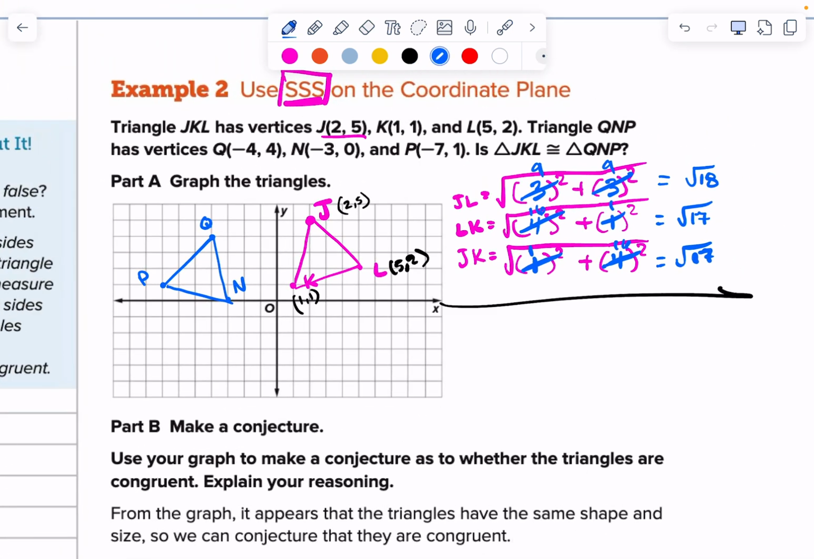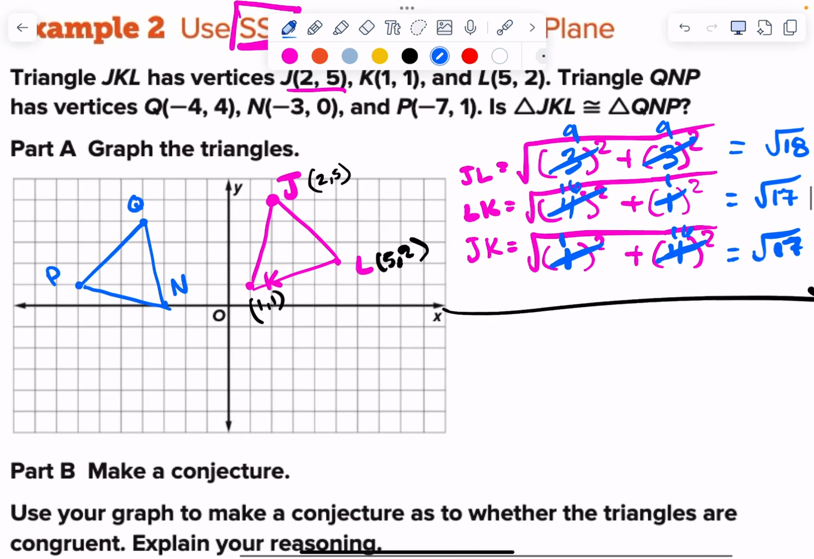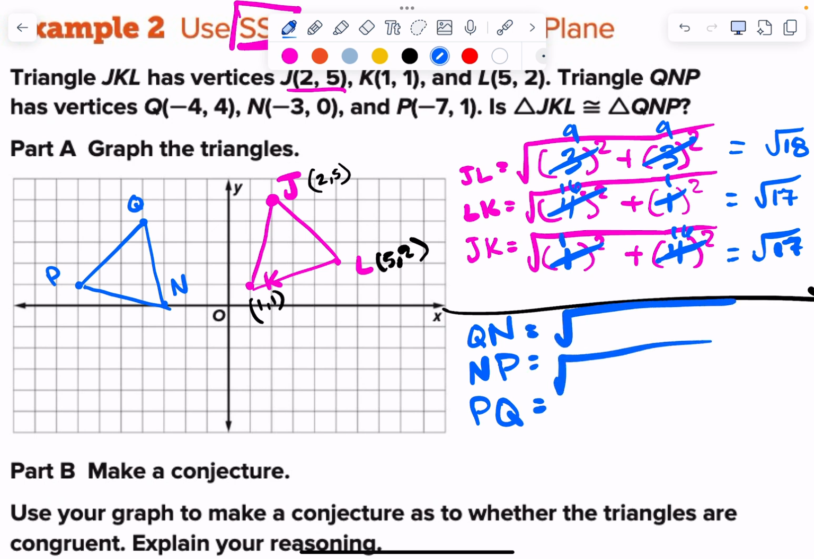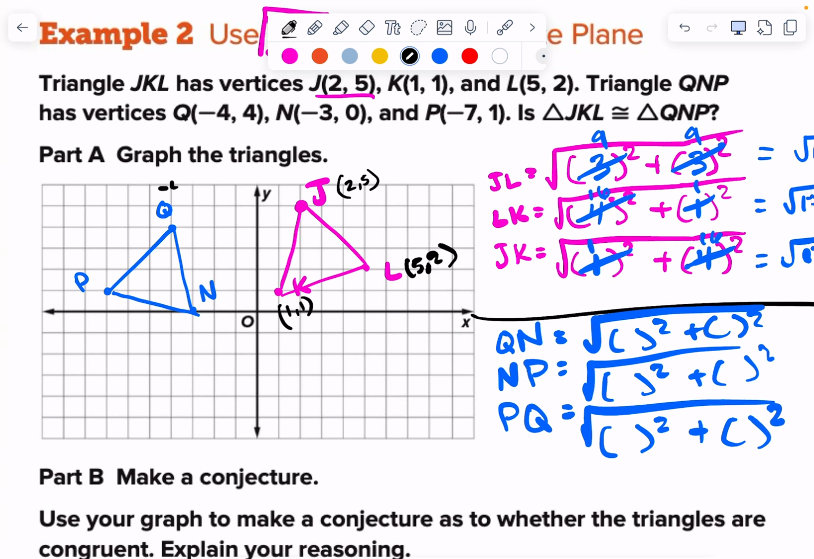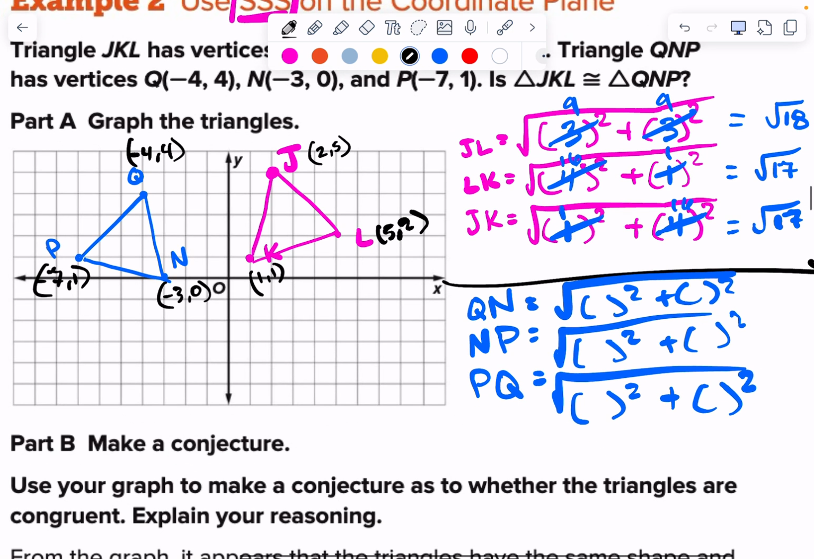Next. Okay, give me the sides of your blue one. QN. Next, NP. Next, PQ. Okay. Square root, square root, square root. This guy, this guy, this guy, this guy. Okay, there we go. Let me write my coordinates down. Hold on just a second. (-4, 4). You just hush. I'm doing all the work for you. Don't even moan and groan, because if anybody's going to moan and groan, it's going to be me.